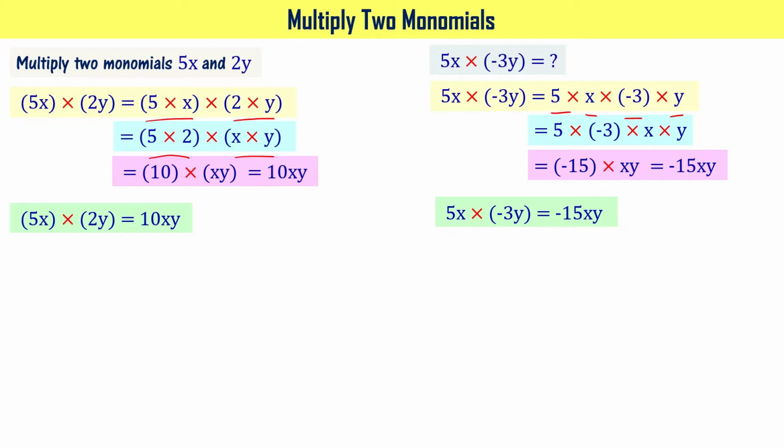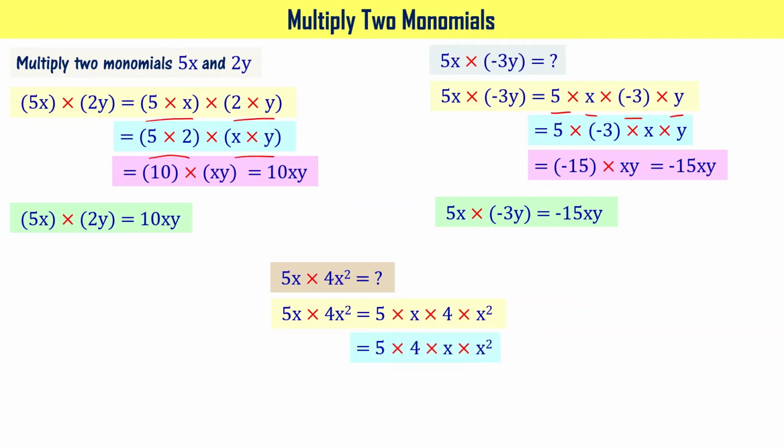Let's consider another multiplication problem. 5x times 4x square is what? 5x can be written as 5 times x and 4x square can be written as 4 times x square, right? And now let me rearrange it and write it as 5 times 4 times x times x square. As you see here, I can multiply 5 and 4 such that I can write it as 20. X times x square has to be written as x cube.